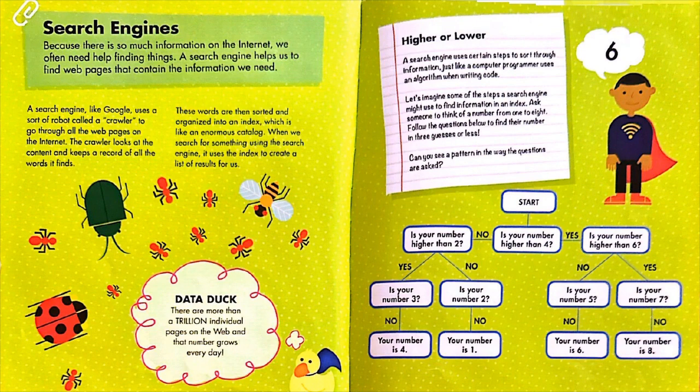Search engines. Because there is so much information on the internet, we often need help finding things. A search engine helps us to find web pages that contain the information we need. A search engine like Google uses a sort of robot called a crawler to go through all the web pages on the internet. The crawler looks at the content and keeps a record of all the words it finds. These words are then sorted and organized into an index, which is like an enormous catalog. When we search for something using the search engine, it uses the index to create a list of results for us. DataDuck. There are more than 1 trillion individual pages on the web, and that number grows every day.